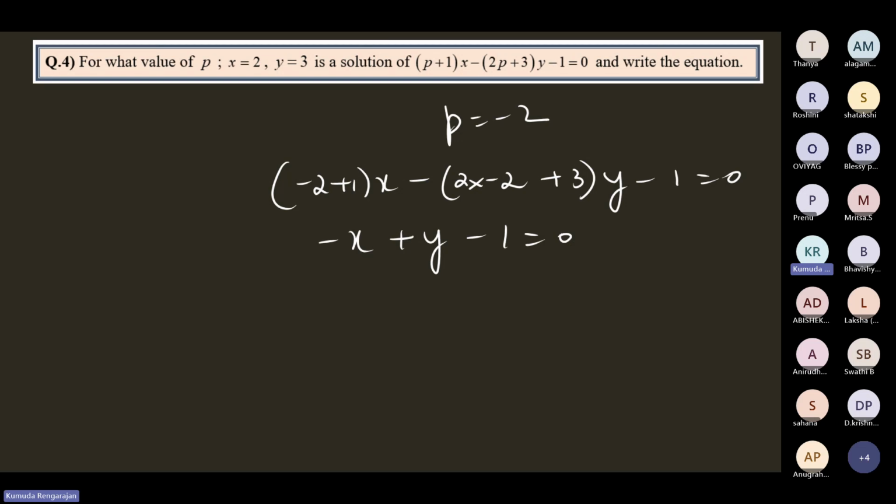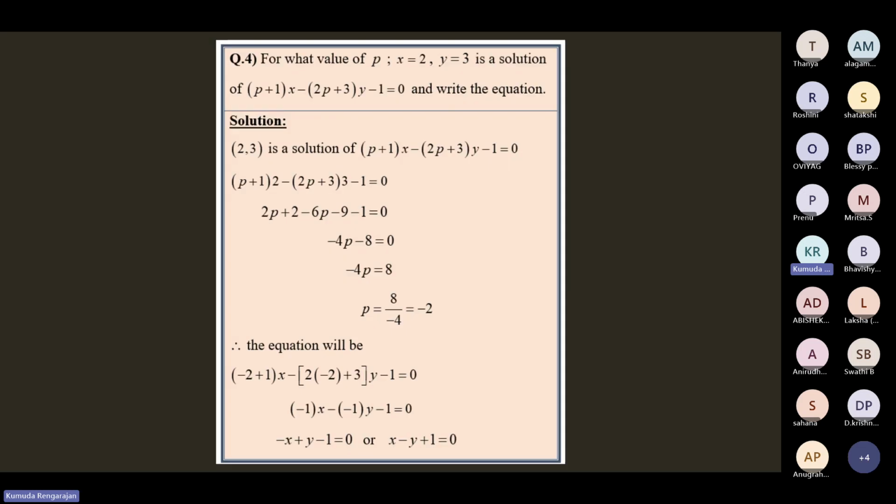So in place of X, use 2, and in place of Y, use 3, and find the value of P. We got minus 2. Now, once you get the value of P, put it in the equation, and you can see that you get the real equation with the coefficients: minus X plus Y minus 1 is equal to 0. So here there is no graph making and all that. Very simple question.